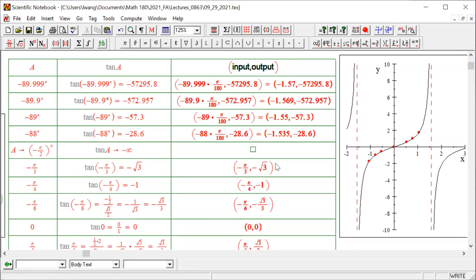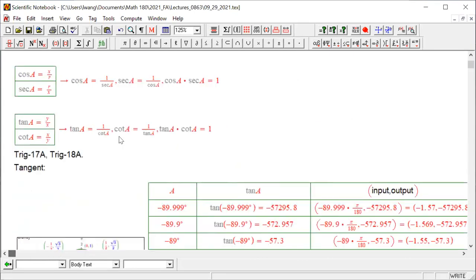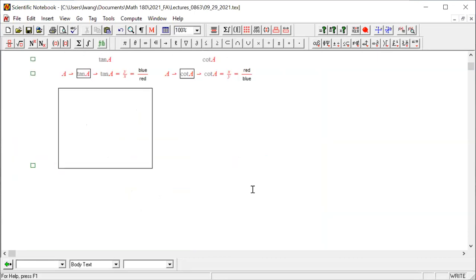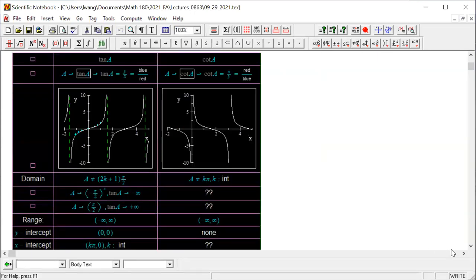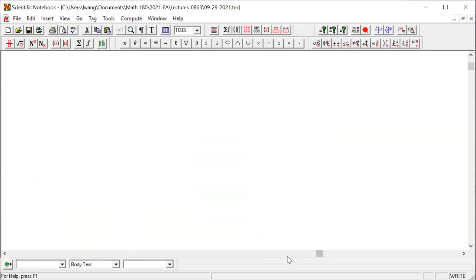But anyway, without further ado, we're done with tangent. Let's summarize. Summarizing tangent. I already have the summary here. I did it with the other class yesterday, and we're approaching the end of the class.